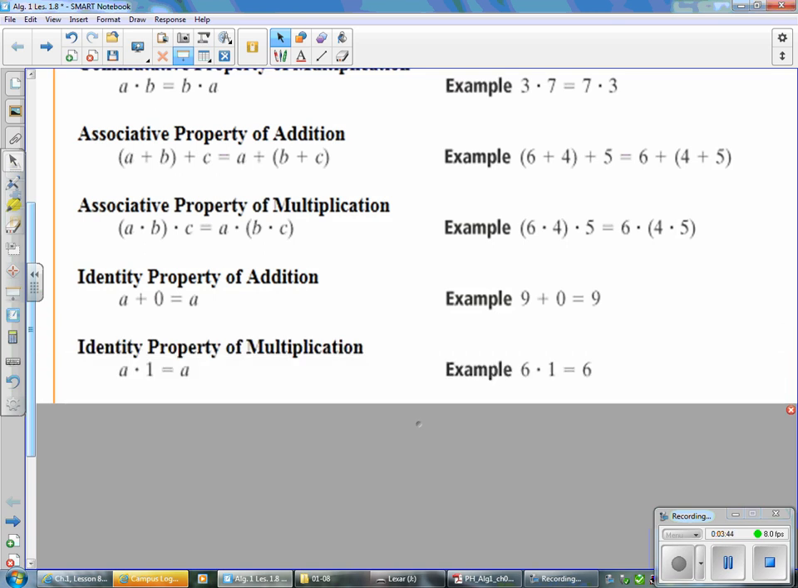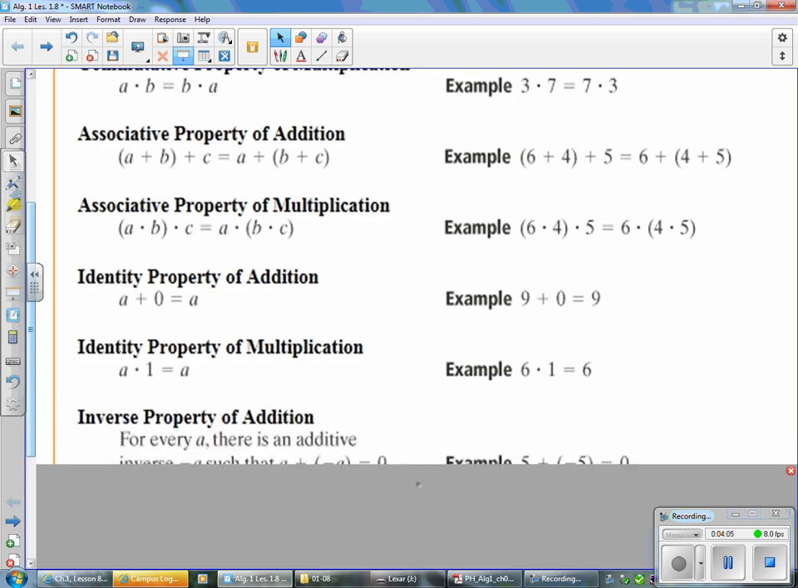Identity property of multiplication is A times 1. Now, it's a little different with multiplying. You can multiply times 1 all day long without having it change. So A times 1 is still A. If I had 6 times 1, 6 times 1 is still 6. Nothing changes. Identity property of multiplication. The identity for multiplying is 1.